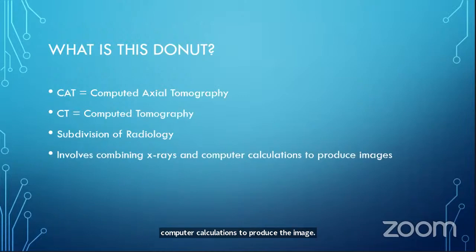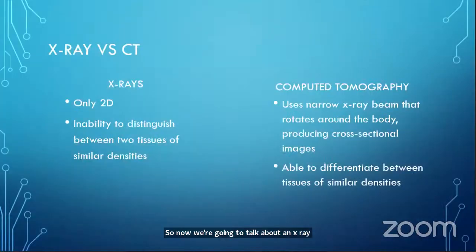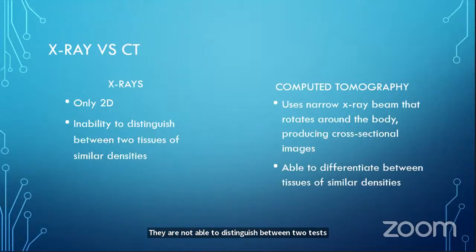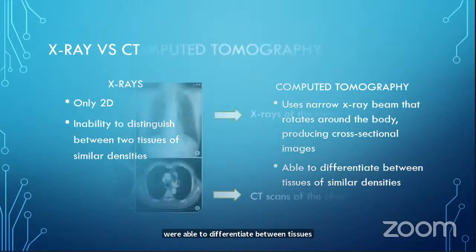So now we're going to talk about an X-ray versus CT. X-rays are only 2D. They are not able to distinguish between two tissues of similar densities. And the CT uses a narrow X-ray beam and it rotates around the body, producing cross-sectional images, which gives us a lot more info as opposed to the 2D. With CT, we're able to differentiate between tissues of similar densities.